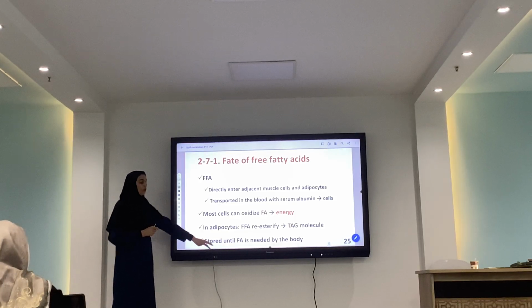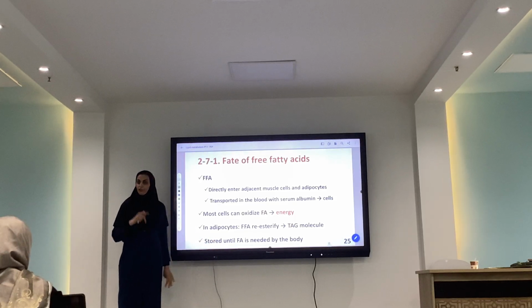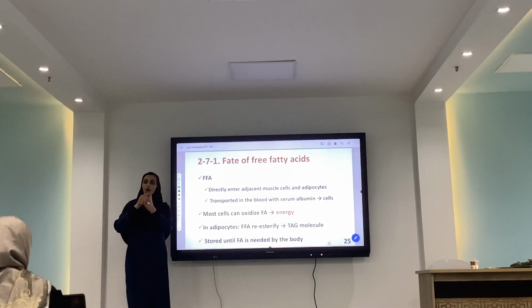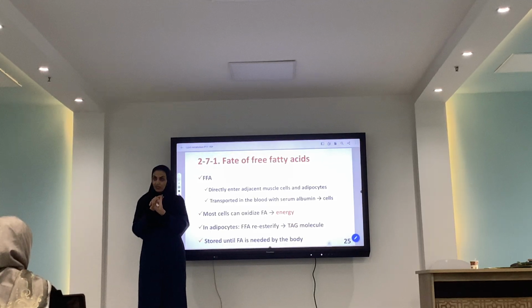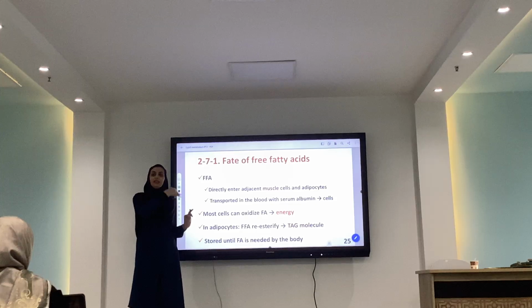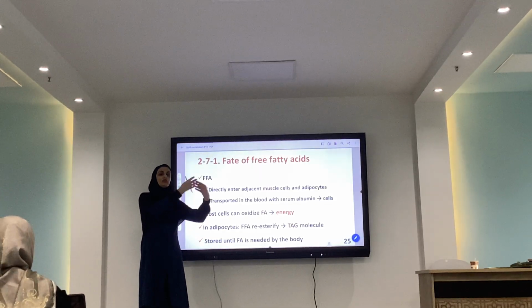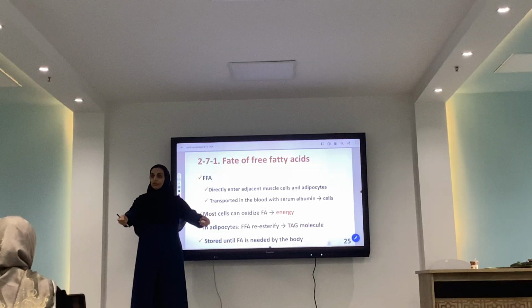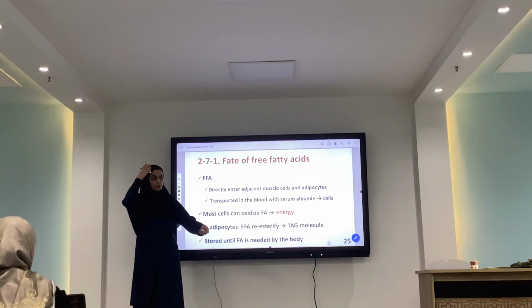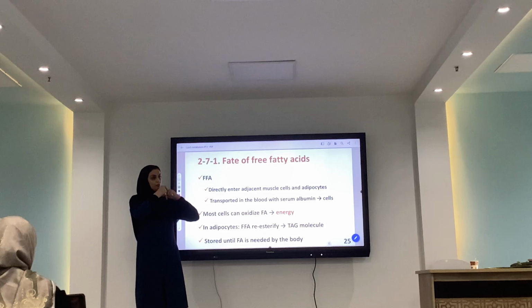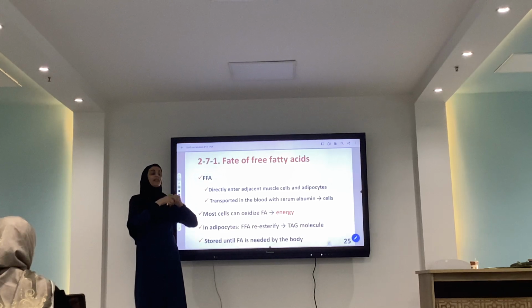And when we stay in a fasting situation for a long time, at first our carbohydrates and glycogen will be consumed. After that, the fatty acids, free fatty acids and lipids start breaking down for producing energy. So our body can't store the fatty acid in TG. No, not in TG, just fatty acid. Free fatty acid is not stored.